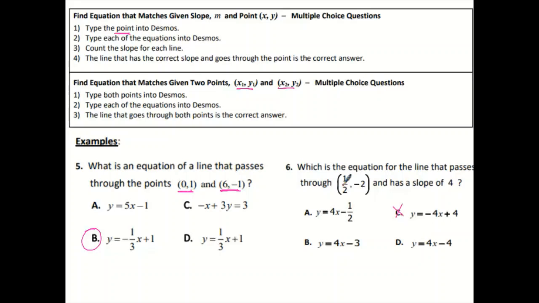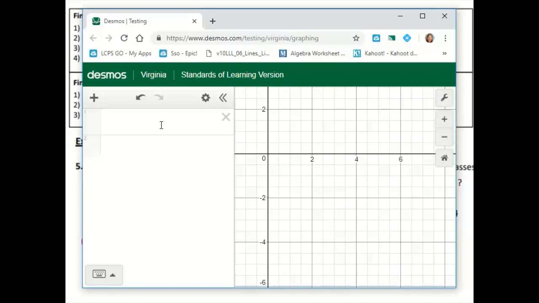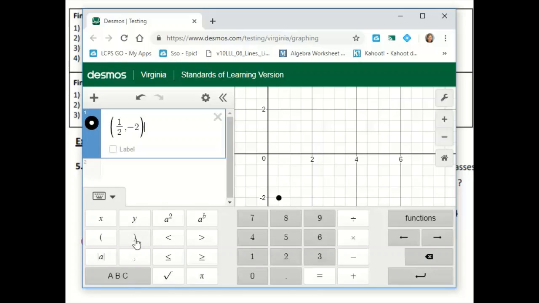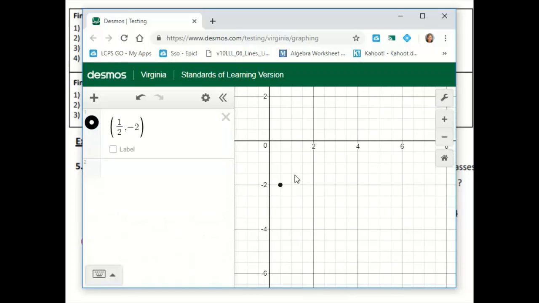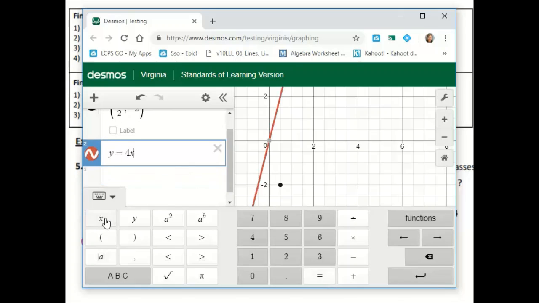So we're going to type our point in. Let's get rid of our last problem. I'm going to type my point in parentheses, 1/2. Remember to arrow out, comma, -2. Okay, and there's my point. And I want to see which one, A, B, or D, which one works. So y equals 4x minus 1/2.